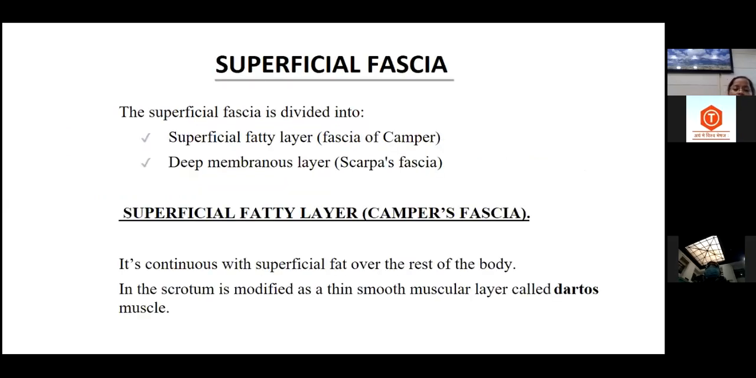Superficial fascia. The superficial fascia is divided into the superficial fatty layer, fascia of Camper, and the deep membranous layer, that is Scarpa's fascia. The superficial fatty layer is continuous with the superficial fat all over the rest of the body. In the scrotum, it is modified as a thin, smooth muscle layer called the dartos muscle.